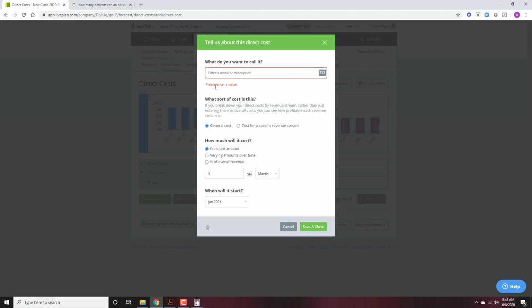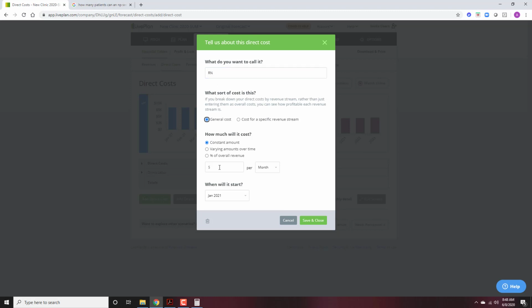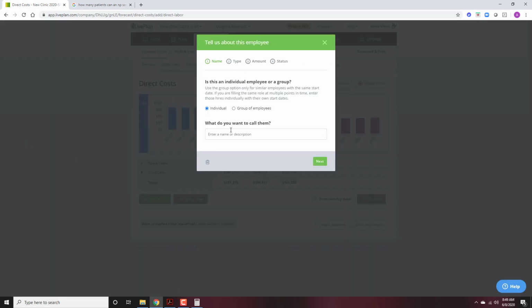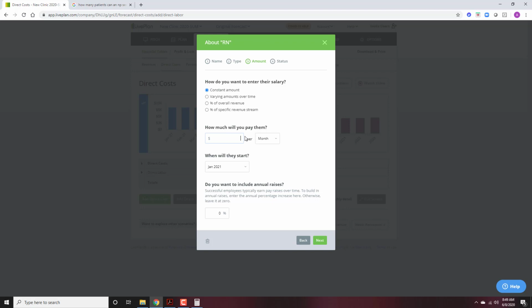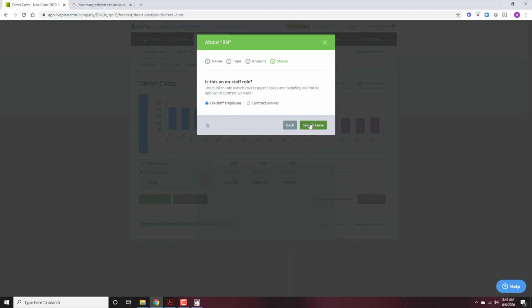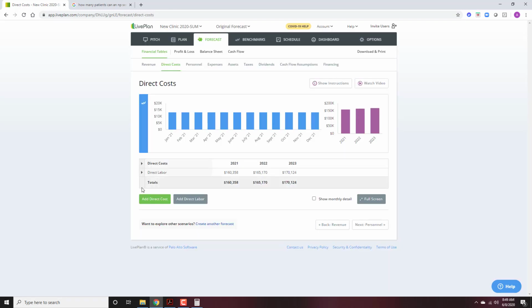So then we're going to have an RN. Cancel. Discard. Add direct labor. We're going to have an RN. Next. I want them to be direct labor. The RN makes $49,152, and that's per year, and they get a 3% raise every year. And they are on staff. Save and close. A burden rate means we're going to apply the cost of payroll taxes and benefits like retirement and health insurance. All right.